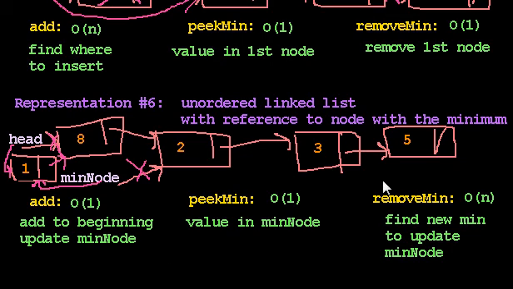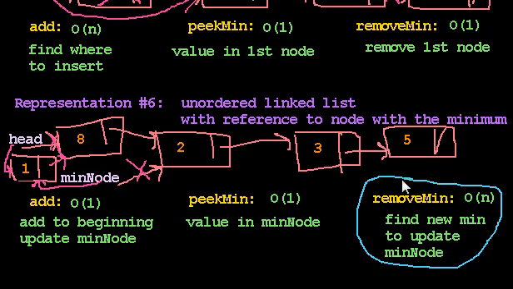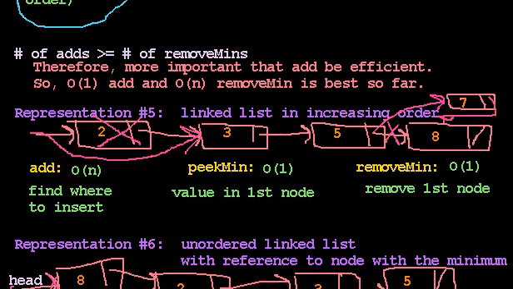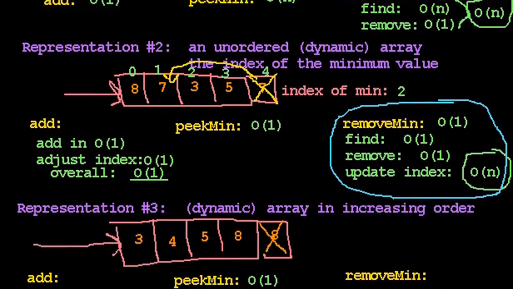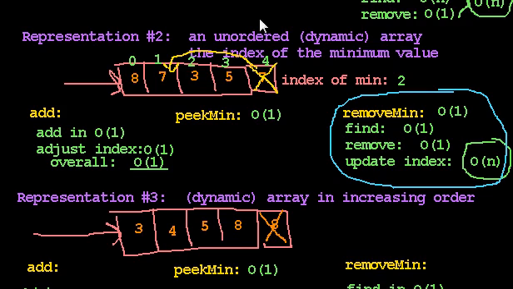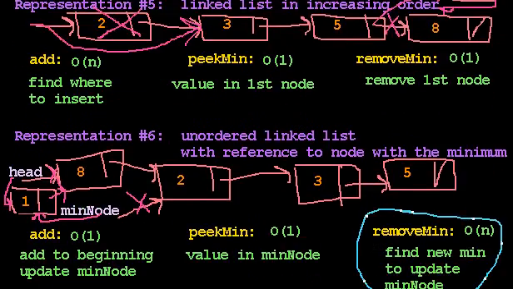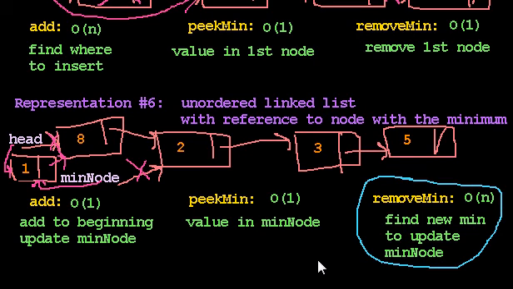So overall, where do we get the bad time, the linear time? It's in remove min. And that gives us pretty much the same deal as when we had our unordered dynamic array, where we kept track of the index of the minimum. So representation 2 and representation 6 are, I think, my favorites so far.